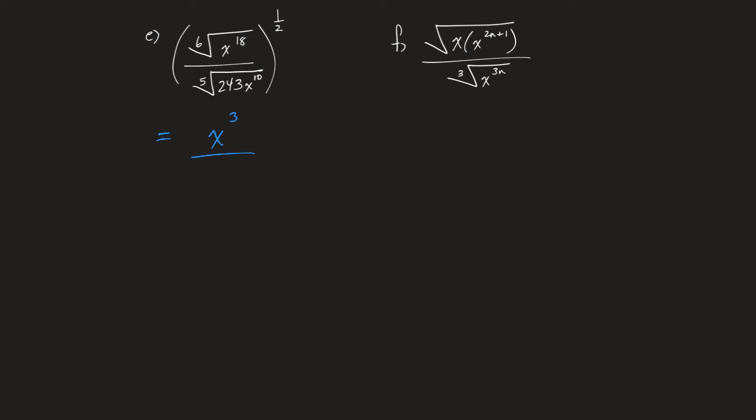On my denominator, well, maybe I don't know about the fifth root of 243. So maybe off on the side, I might be doing a little factor tree.